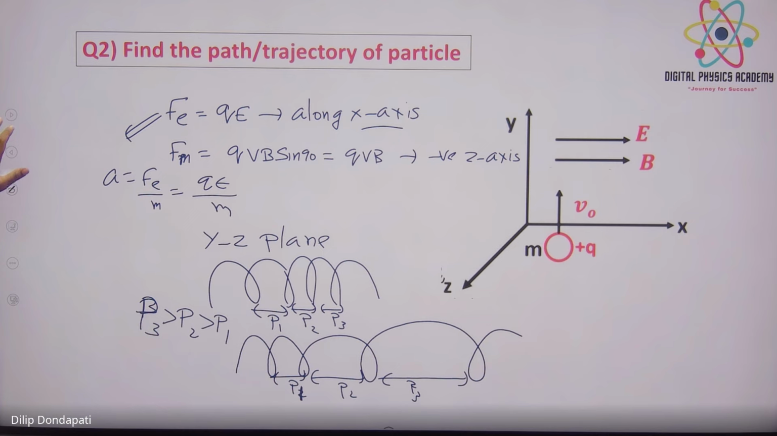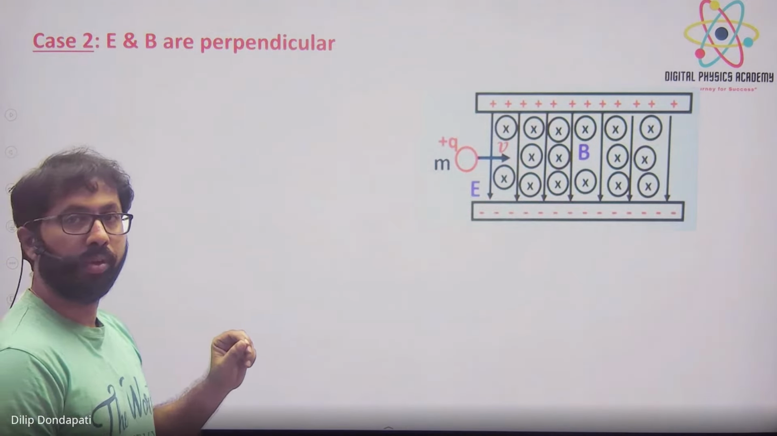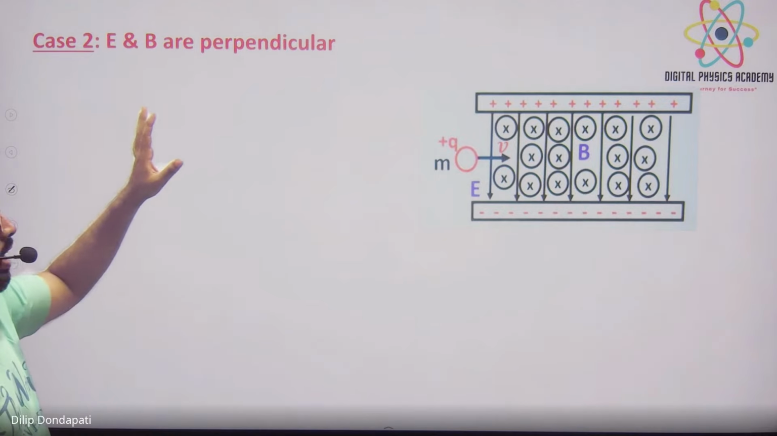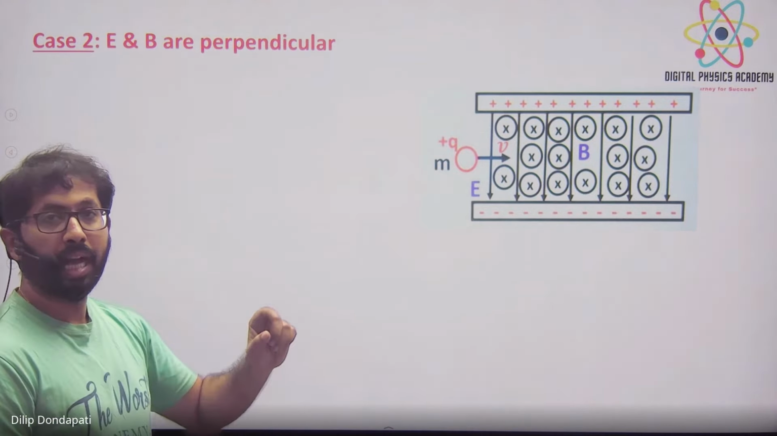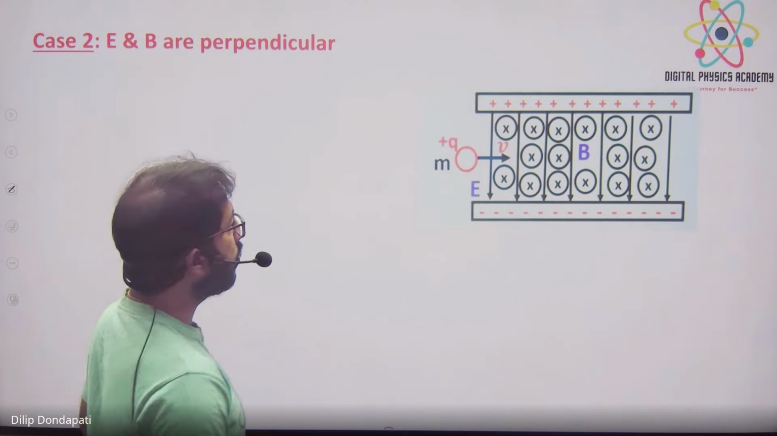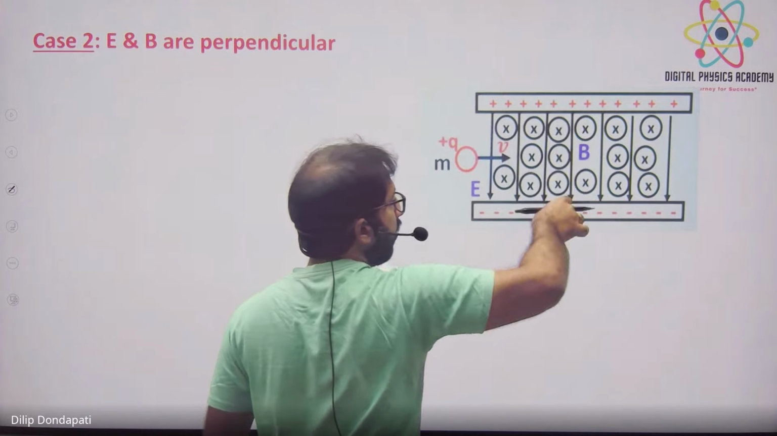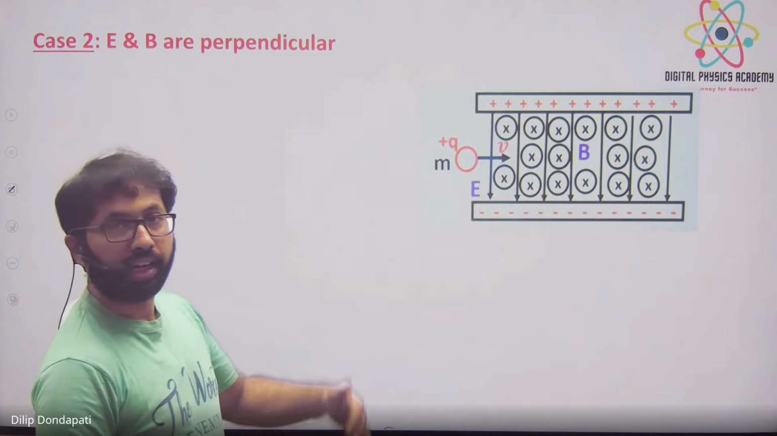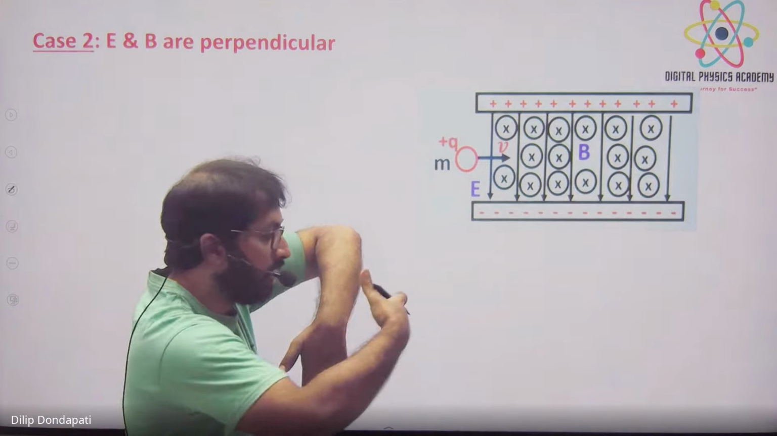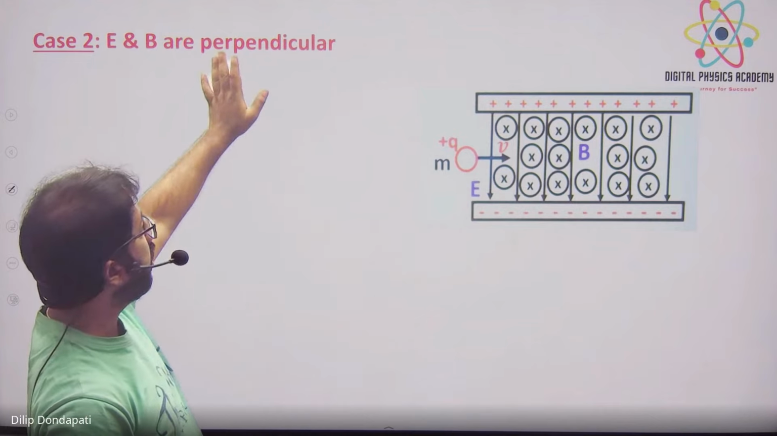Okay, now we will go for the second case. The second case is very important, where electric field and magnetic field are perpendicular to each other. Till now, both were parallel. Now perpendicular to each other. See, the electric field is from the positive plate to the negative plate, and the magnetic field is inwards. Their angle is how much? 90 degrees. Okay, so this is fixed now.